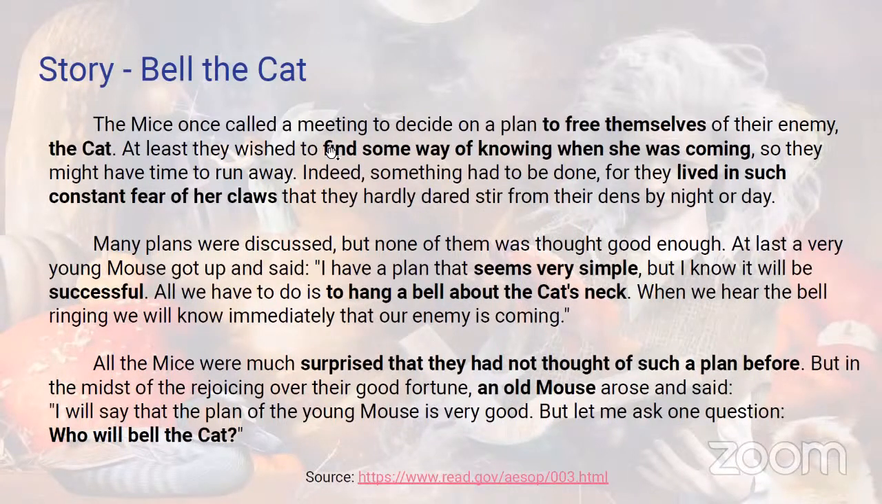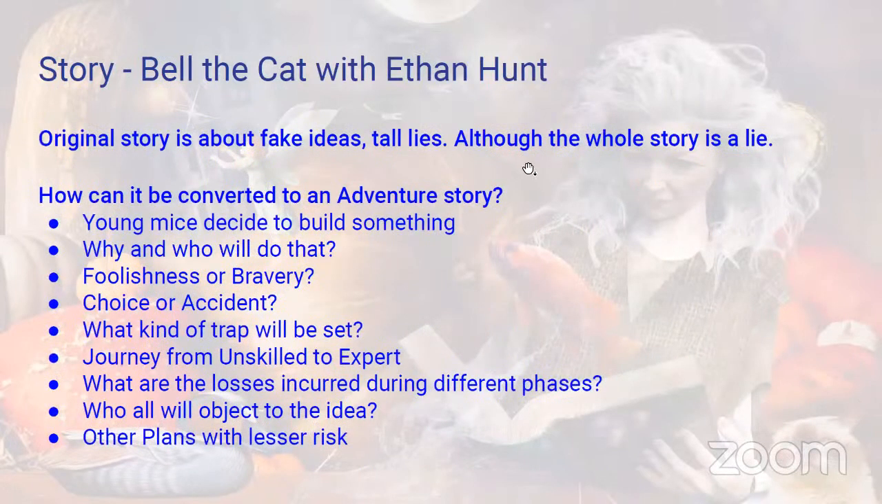But at the end of the day, my solution is I need to find a way of knowing whenever the cat is coming. So it is a fake idea. It is about tall lies. So the model of actual story is you should not be telling such tall lies, right? Or impossible. You must look at the feasibility of a solution. But if that was the case, we will never have an adventure story. So to convert it to an adventure story, young minds decide to build something, use their resources.